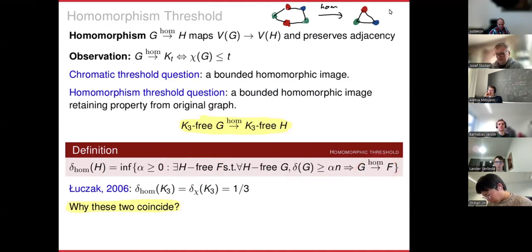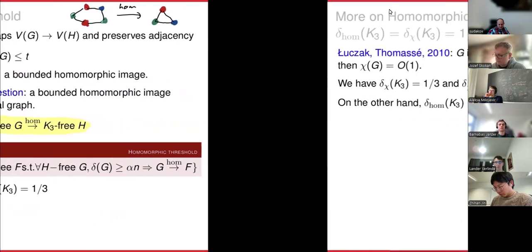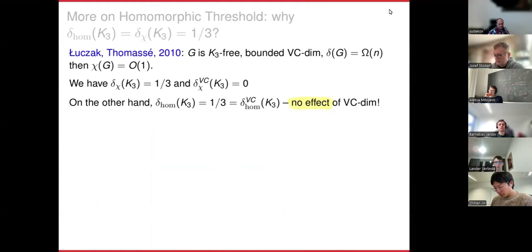Surprisingly, Luczak in 2006 proved that these two thresholds for K3 are actually equal to 1/3. And so the question is why these two coincide, right? Here I'm really asking for much more than over there. We tried to look into this question, and that was really the starting point for us.